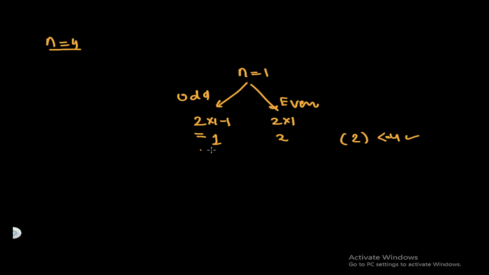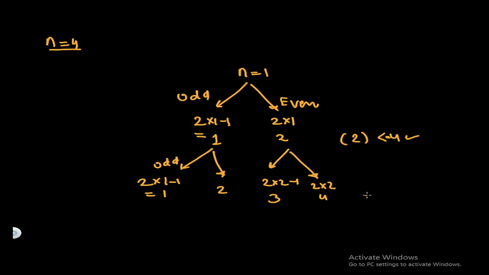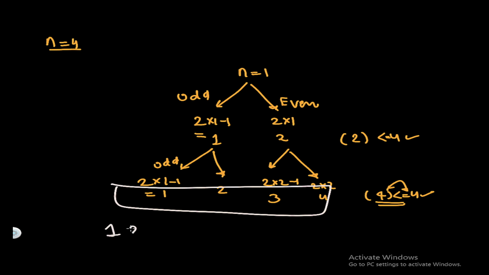So let's continue. Now this odd element would be 2 into 1 minus 1, which is equivalent to 1, and this even element would be 2. For this odd element it would be 2 into 2 minus 1, which is equivalent to 3, and for this even element it would be 2 into 2, which is equivalent to 4. Now the size of this sub problem is 4, which is less than or equal to 4. So we can just stop over here because we got 4 equal to 4. So now this last child is our answer. So the answer is 1 2 3 4.